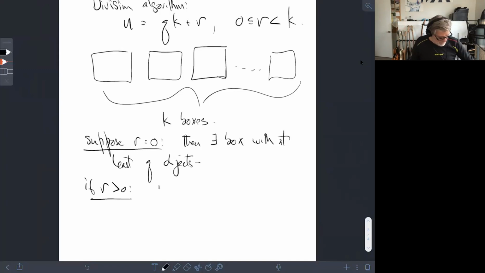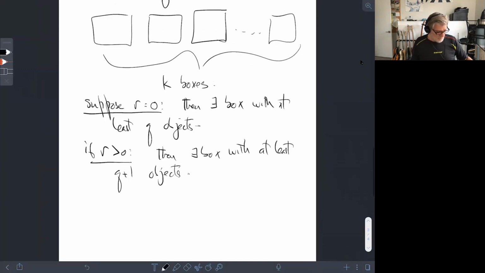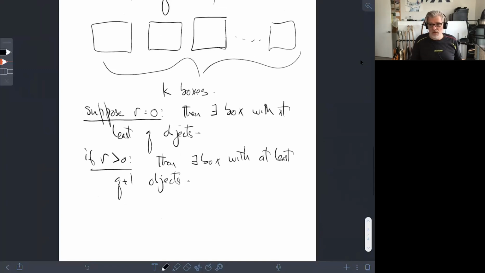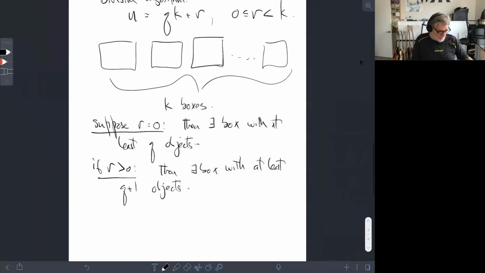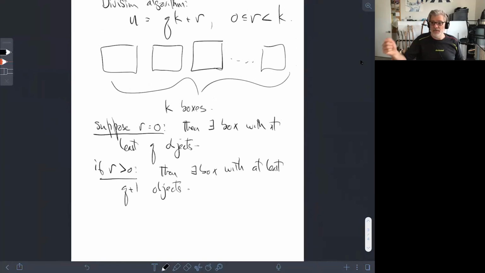So then there exists a box with at least Q plus 1 objects, for sure, right? Because otherwise each box contains at most Q, and then I'll have at most K times Q objects, but N is Q times K plus something else. So it's not possible. Does everybody believe the statement the way I made it?